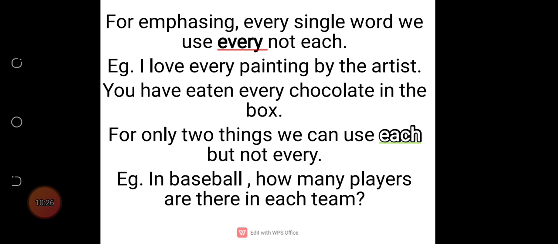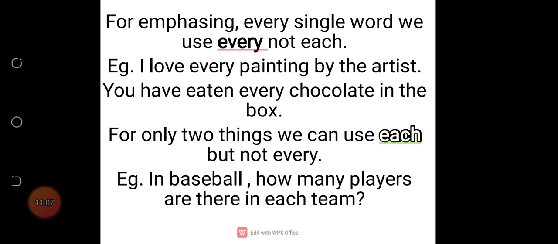So every will be looking at more than two. I hope that is clear. Every will be considering more than two. But for each, we'll be looking at the group, but also considering the individuals in the group. Let's look at the example below. In baseball, how many players are there in each team? When we go to the field, we have two different teams coming together. So the question is asking, between just these two teams, how many players do we have forming each of the teams?